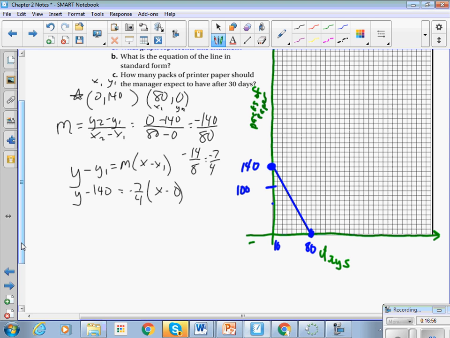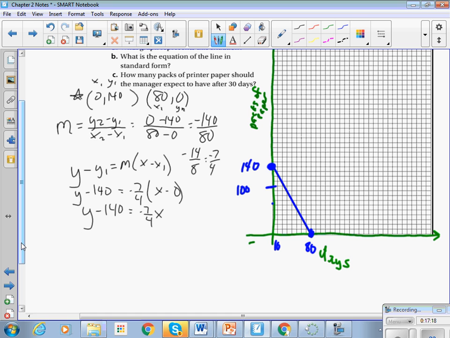This is slope-intercept. No, this is point slope. We are then going to convert it to general after we simplify it down. So I'm going to simplify this as y minus 140 equals negative 7/4 x.